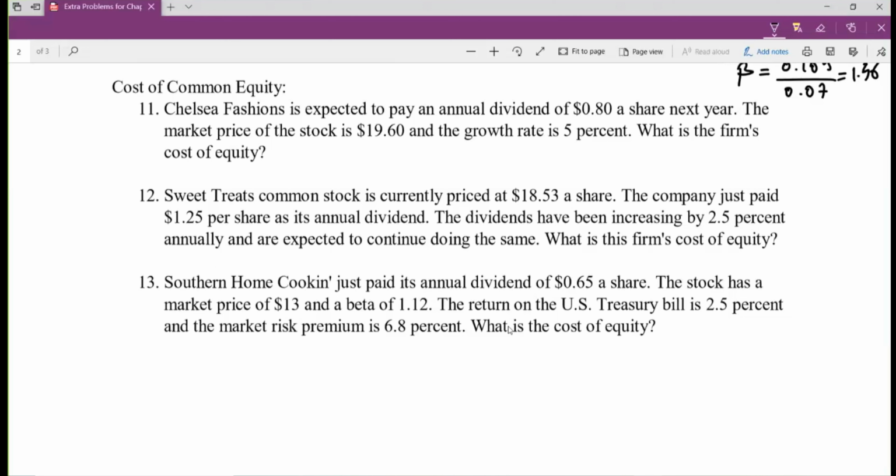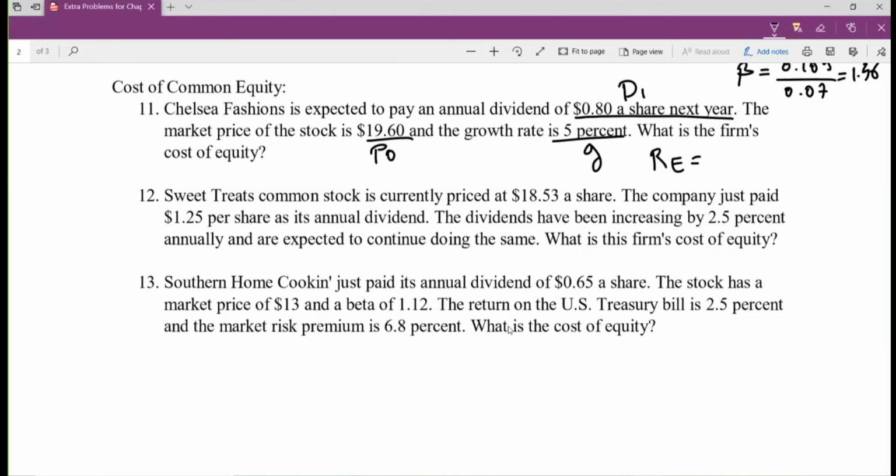Okay, so here we have a stock that's expected to pay an annual dividend of 0.8 a share next year. So this is D1. The market price is 19.6. This is P0. The growth rate is 5%. Here I have g. What's the firm's cost of equity? So I need to compute RE, the cost of common equity.